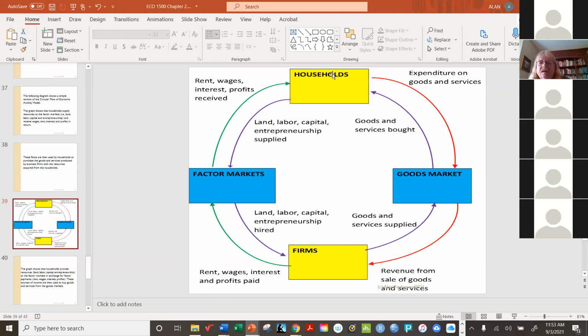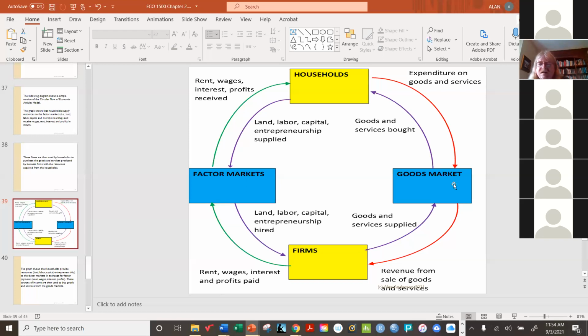households buy goods and services. This red arrow means we spend money in the goods market, and that flows back into the firms in the form of revenues. The firms then hire resources like land, labor, and capital, for which they pay rent, wages, interest, and profits into the factor market. But the rent, wages, interest, and profits ultimately come from the households.